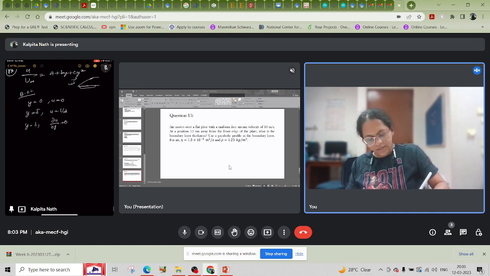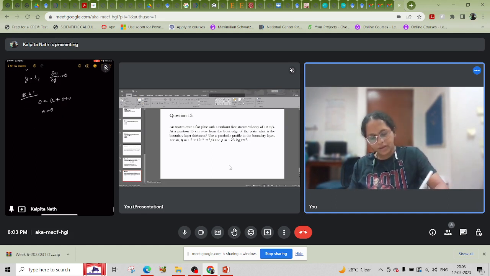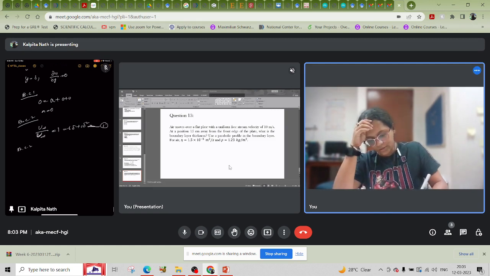Evaluating the constants, we get, for boundary condition 1: 0 is equal to a plus 0 plus 0, that is, a is equal to 0. Now apply boundary condition 2: u by u infinity is equal to 1, that is, b delta plus c delta square. This is equation 1.